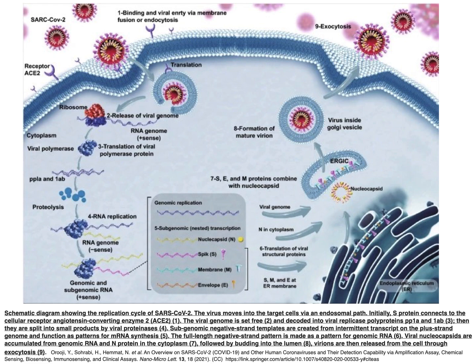Schematic diagram showing the replication cycle of SARS-CoV-2. The virus moves into the target cells via an endosomal path. Initially, S protein connects to the cellular receptor Angiotensin converting enzyme 2, ACE2.